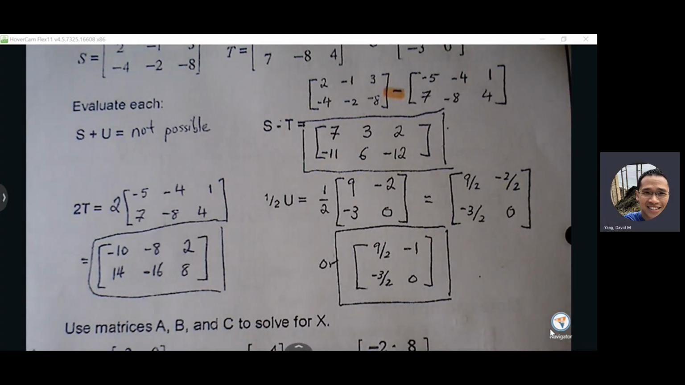So if I multiply everything through by 1/2, I get 9/2, -2/2, -3/2, and 0, because 1/2 times 0 is still 0. Okay, so 9 halves, -1, -3 halves, and 0.